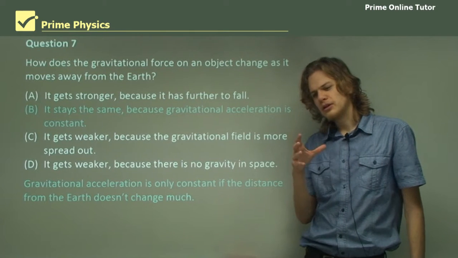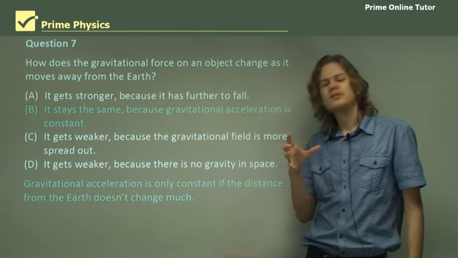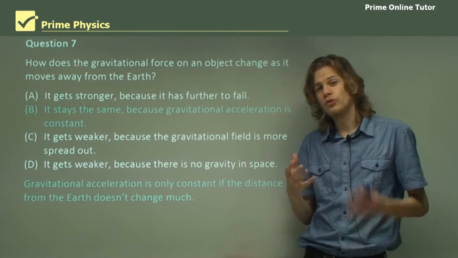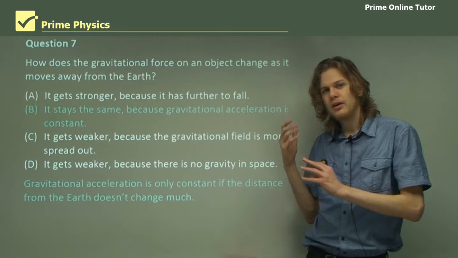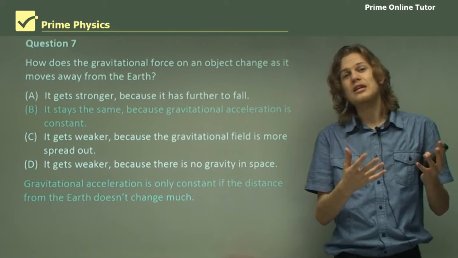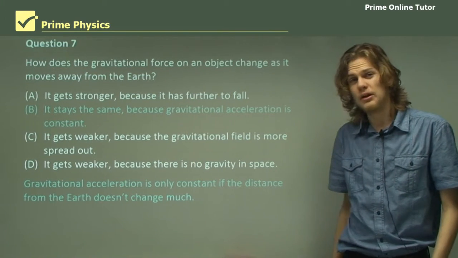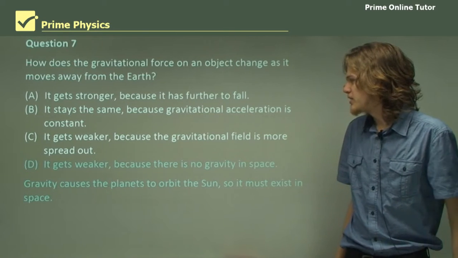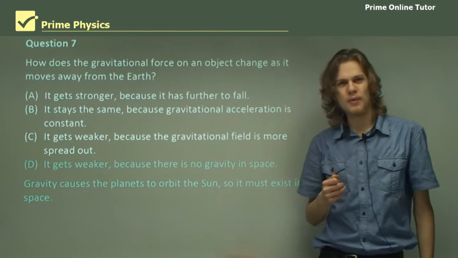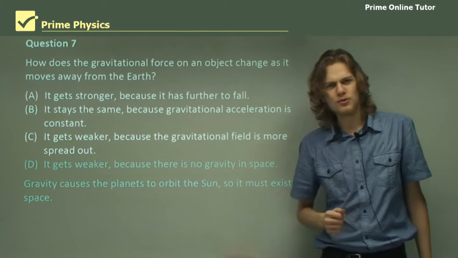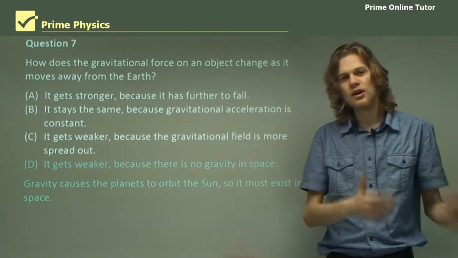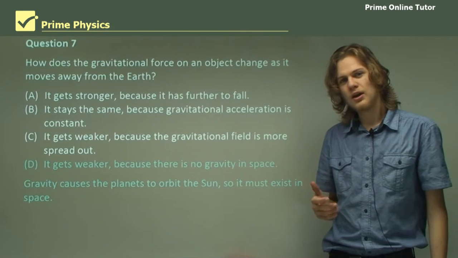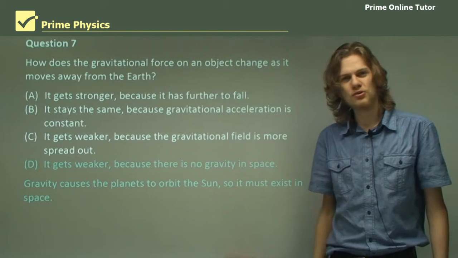Well, this would be correct, except we know from Newton's universal law of gravitation that as we move away from the Earth, the gravitational force will actually decrease. So it's not B. D says that it gets weaker because there is no gravity in space. This is completely wrong. There is gravity in space. Gravity is what causes the Moon to orbit the Earth and the Earth to orbit the Sun and the Space Shuttle to orbit the Earth. If there was no gravity in space, then none of these processes could occur.